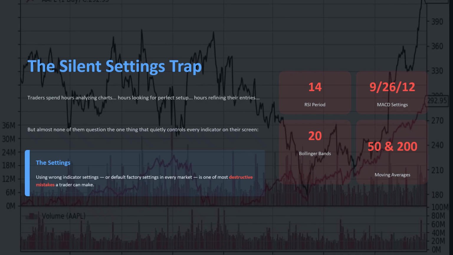You know what's funny? Traders spend hours analyzing charts, hours looking for the perfect setup, hours refining their entries, but almost none of them question the one thing that quietly controls every indicator on their screen: the settings. That's exactly where the hidden danger lies. Because using the wrong indicator settings, or worse, using the default factory settings in every market, is one of the most destructive mistakes a trader can make. Today, I'm exposing the silent settings trap.